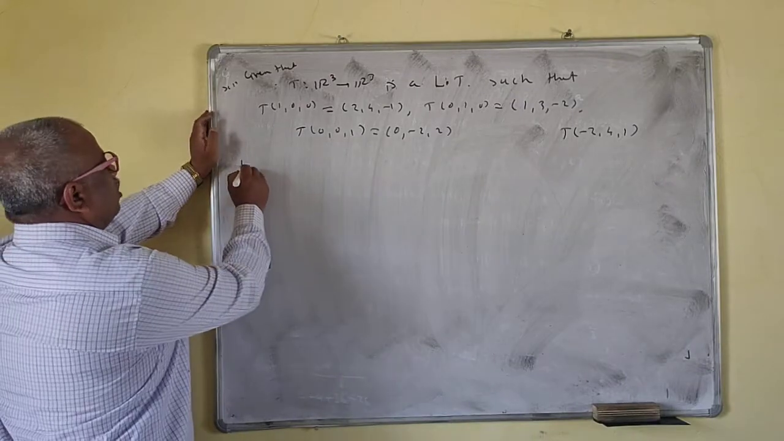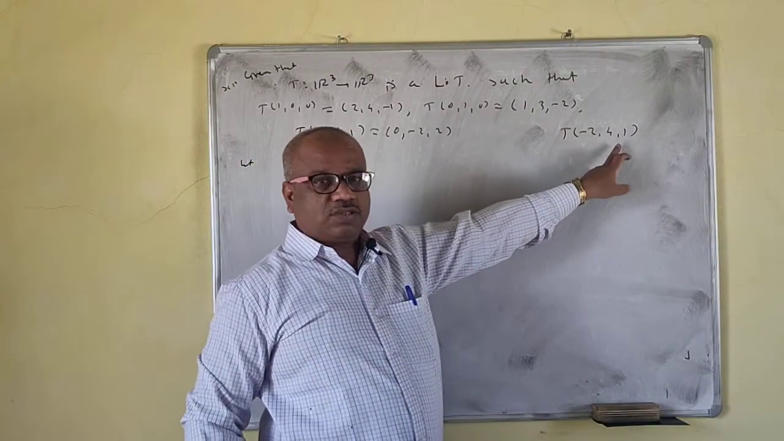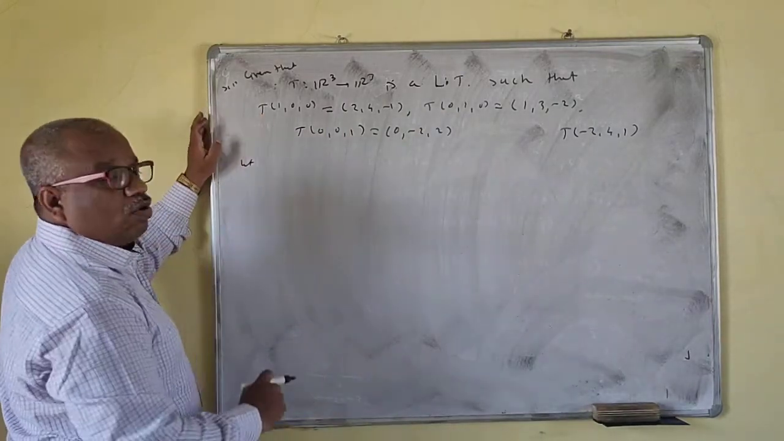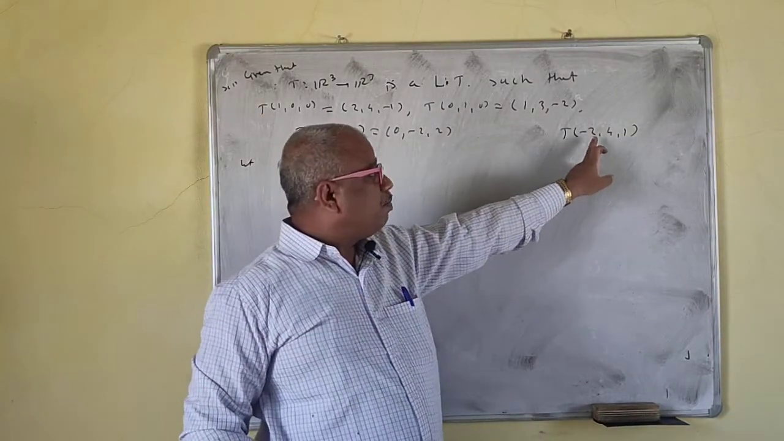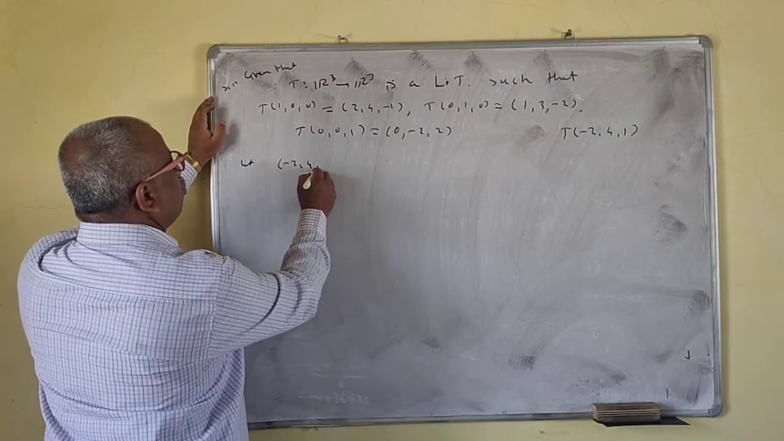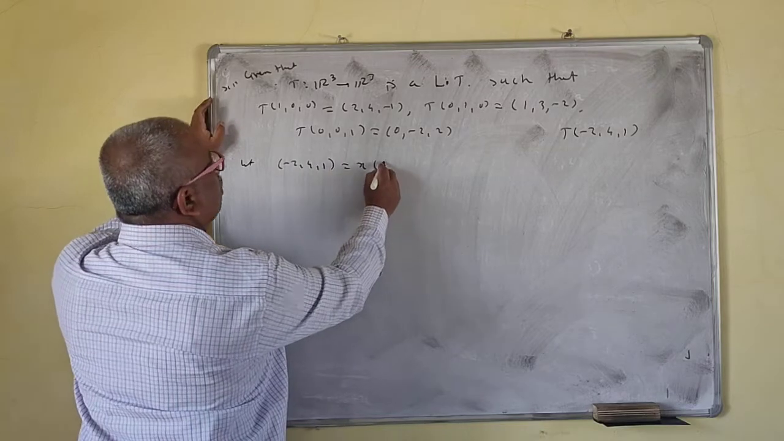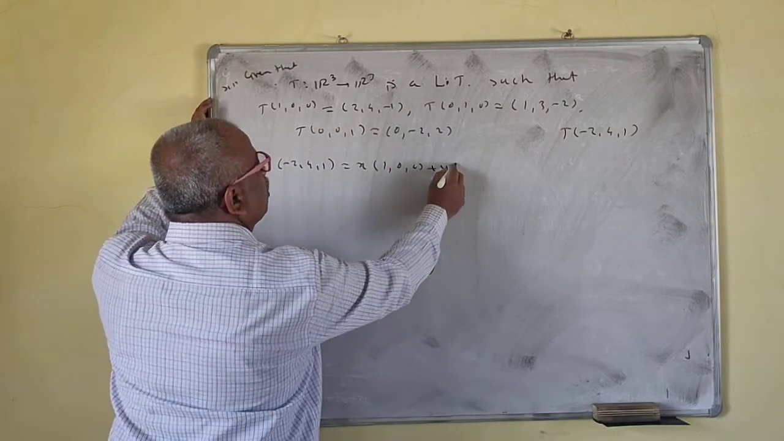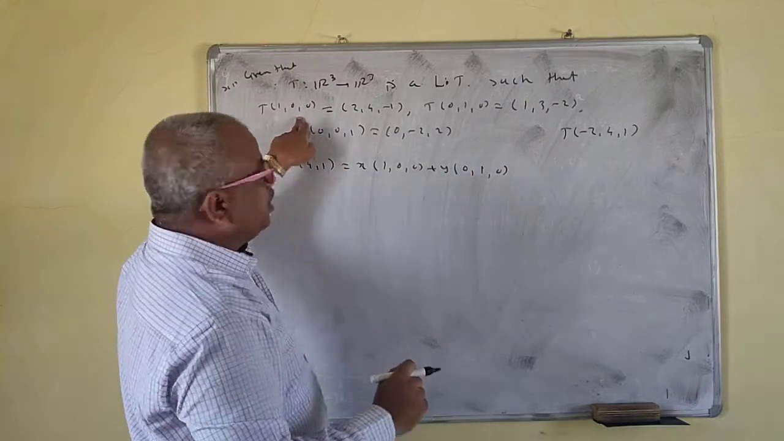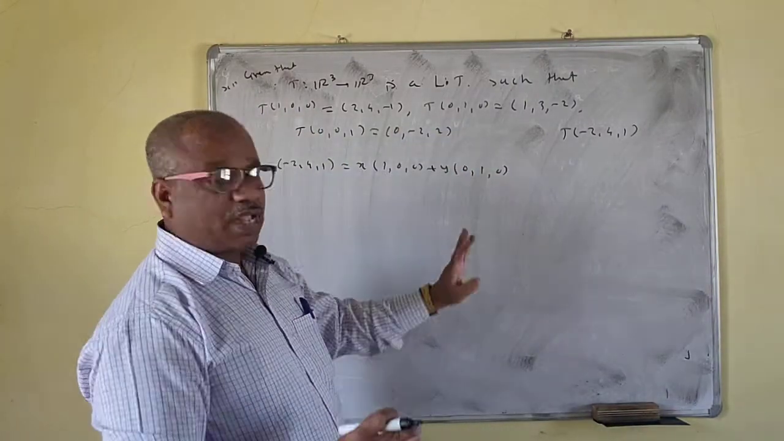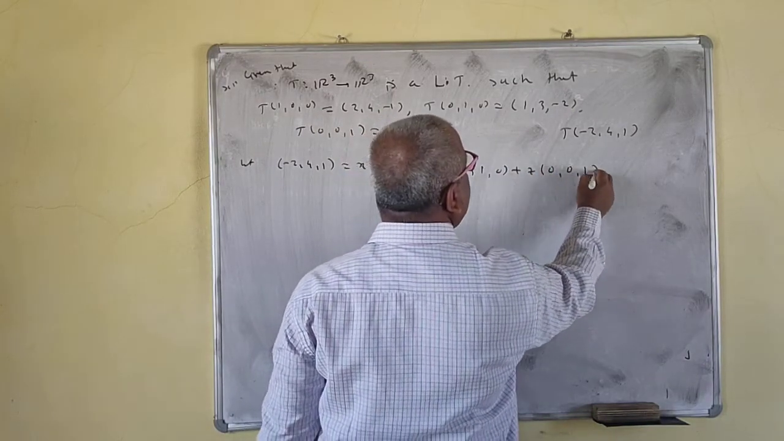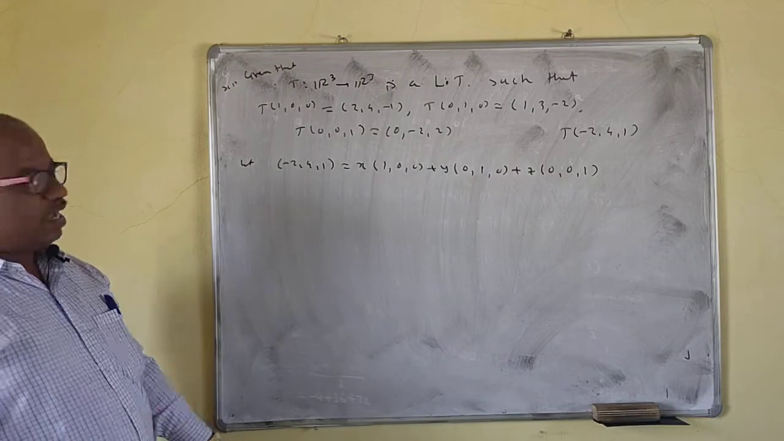We have to find T of (-2, 4, 1), and the T of these vectors are given. So what we will do is find a linear combination of (-2, 4, 1) with these. Let (-2, 4, 1) be equal to x times the first vector (1, 0, 0) plus y times the second vector (0, 1, 0) plus z times (0, 0, 1). We are taking T of that vector. Now we'll find the values of x, y, z.